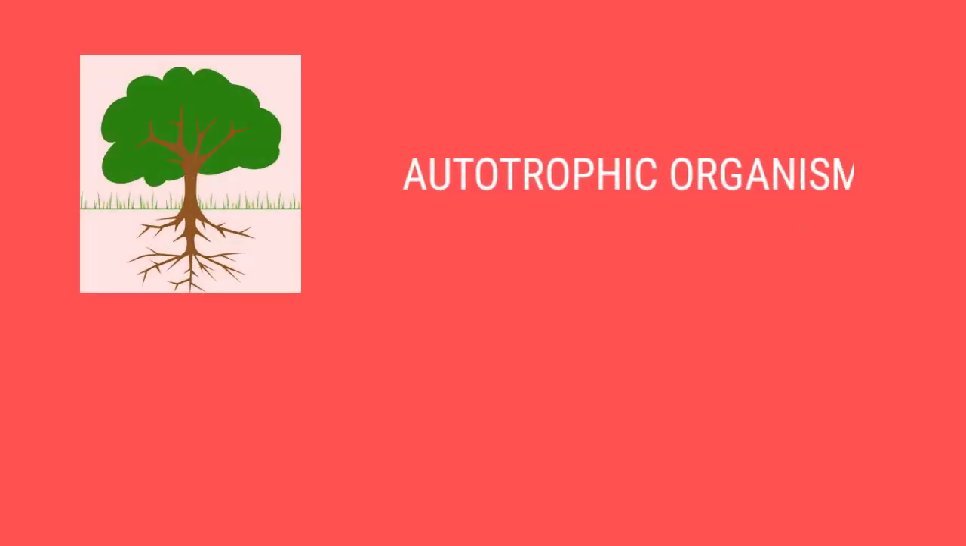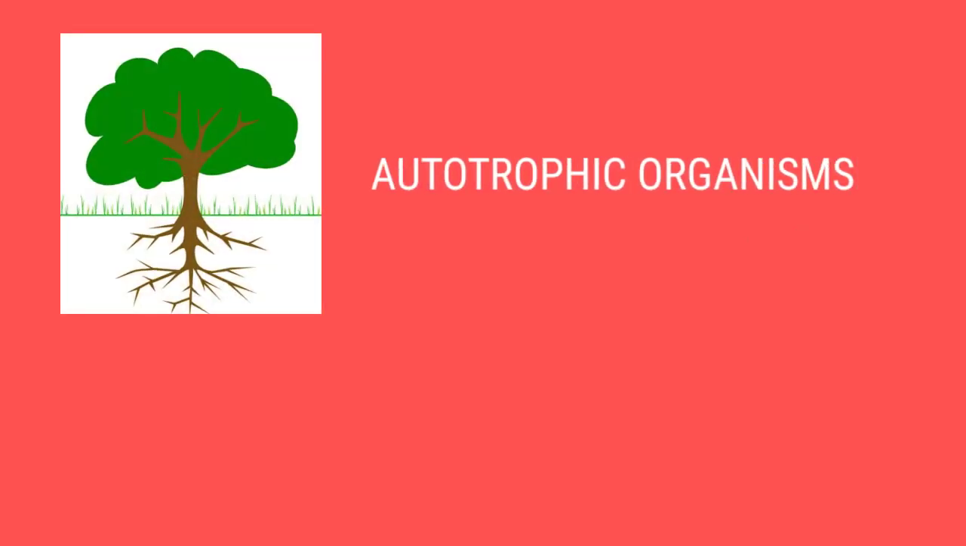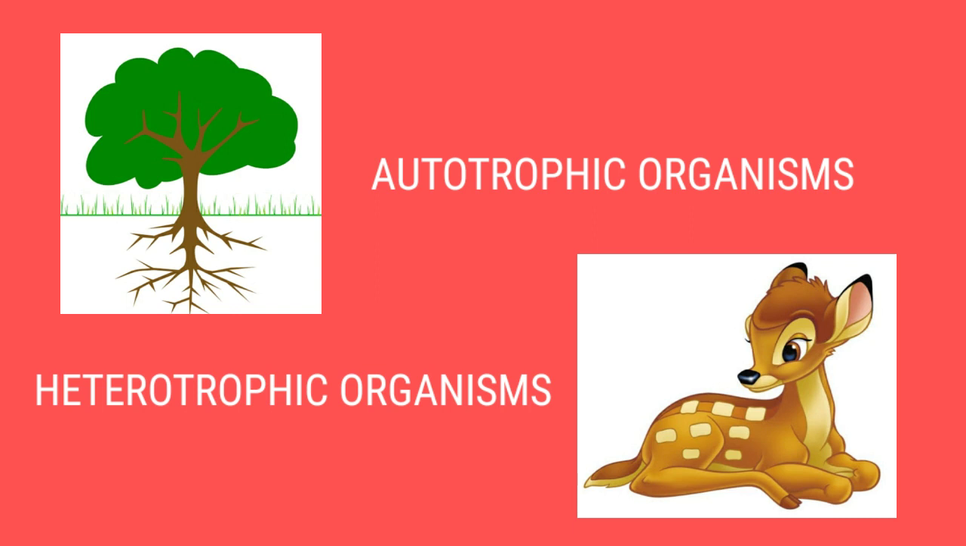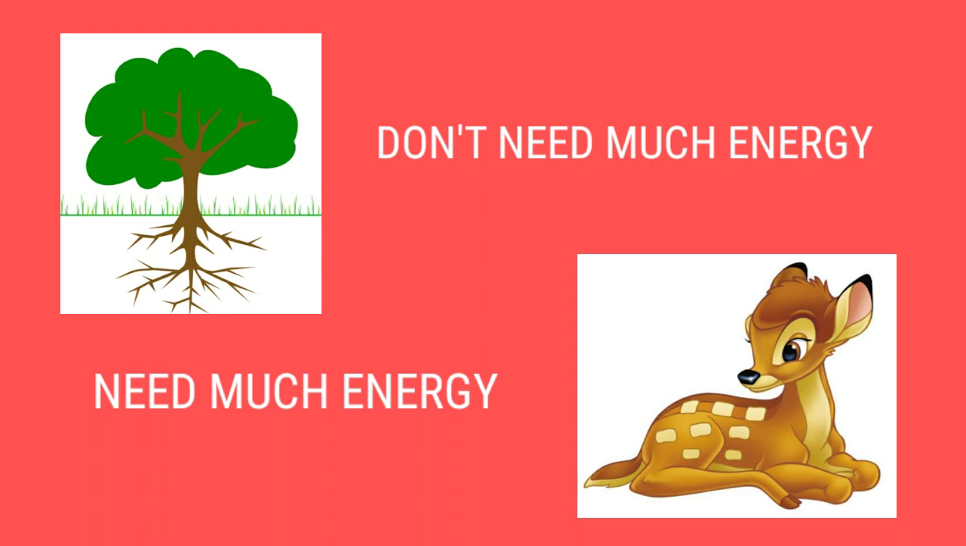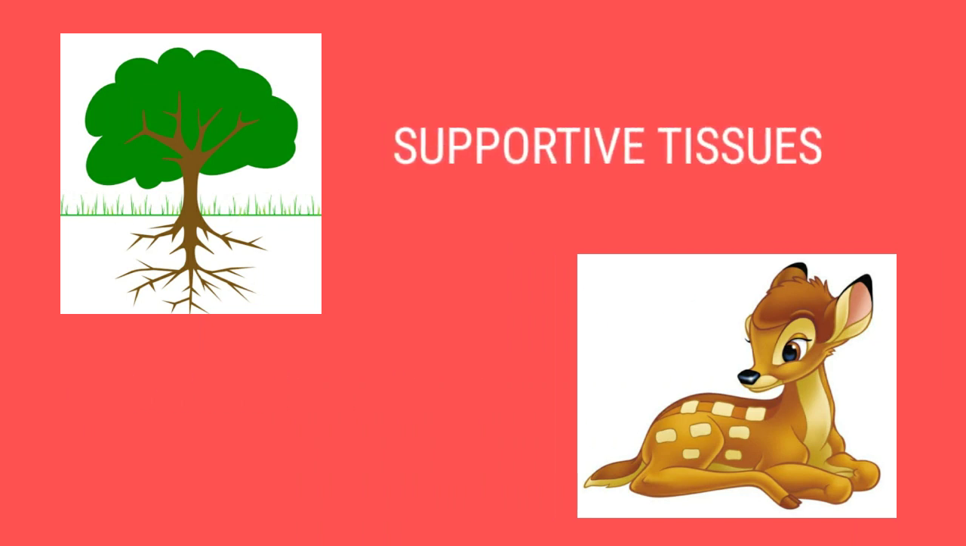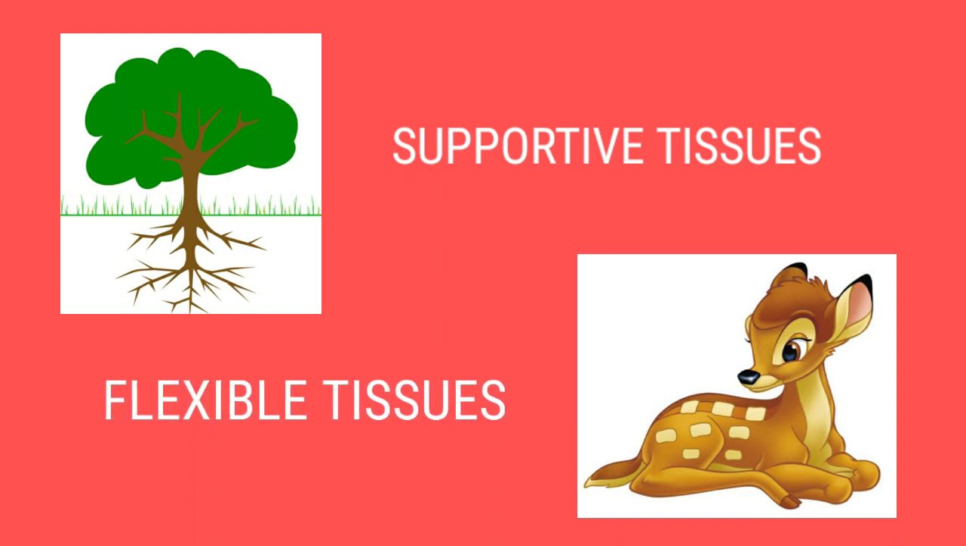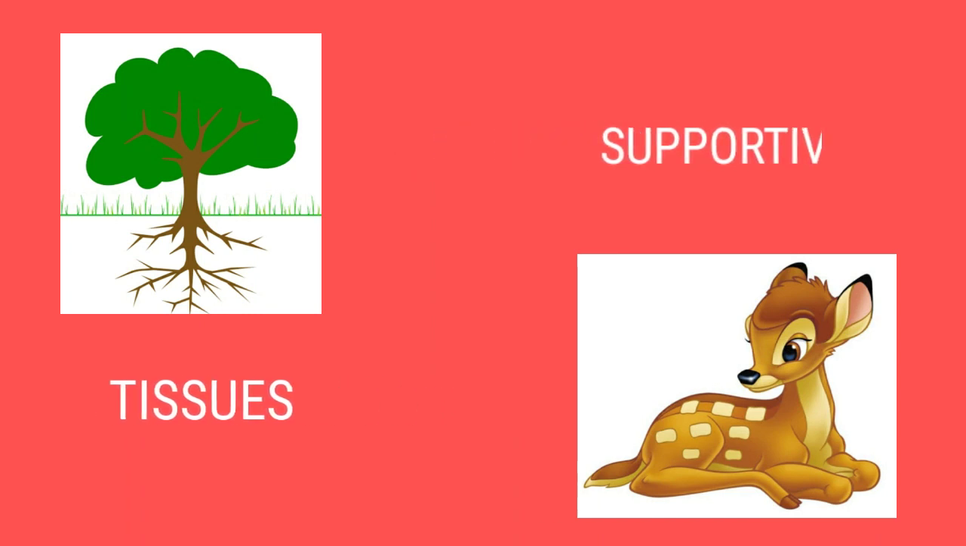We know that plants are autotrophic organisms, that is, they prepare their own food by the process of photosynthesis, whereas animals are heterotrophic organisms, that is, they do not prepare their own food by photosynthesis. Plants are fixed organisms. They do not move from one place to another. Hence, they do not need much energy. Tissues present in plants are supportive tissues. However, in animals, there are flexible tissues.